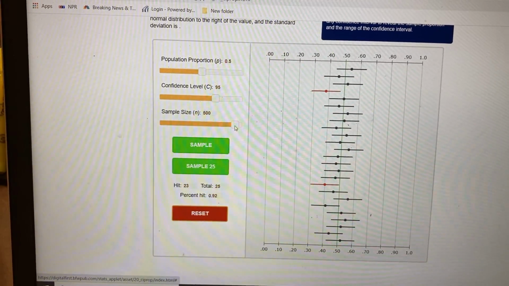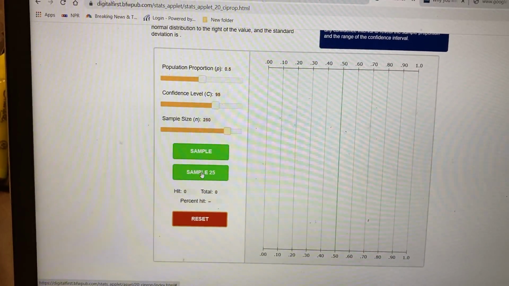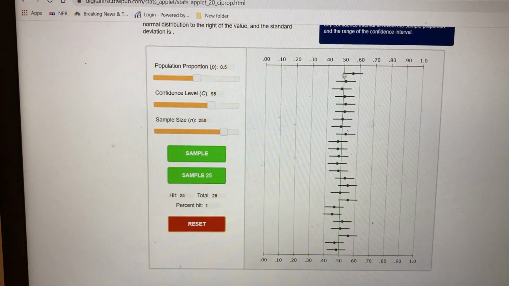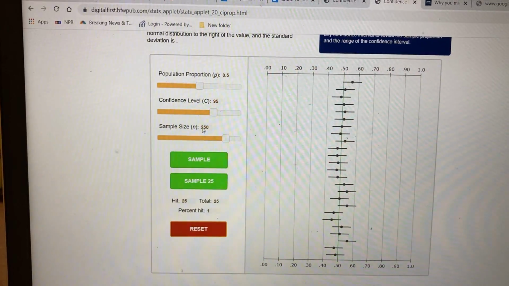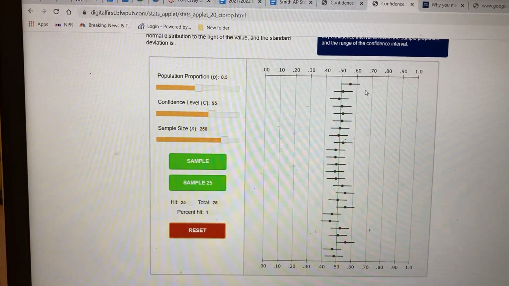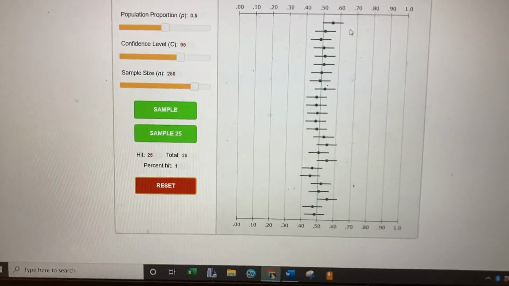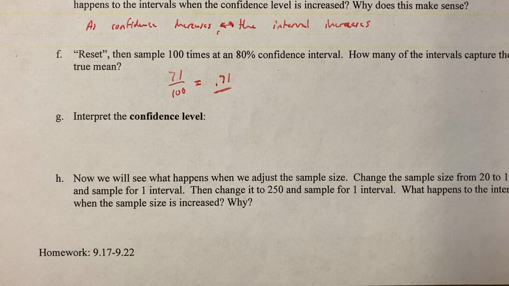Let's try 250. Whoa, look how small those intervals are. Again, with a larger sample size, I'm more confident in a smaller interval. Because with a larger sample size, there's less variability. So my interval can be smaller.